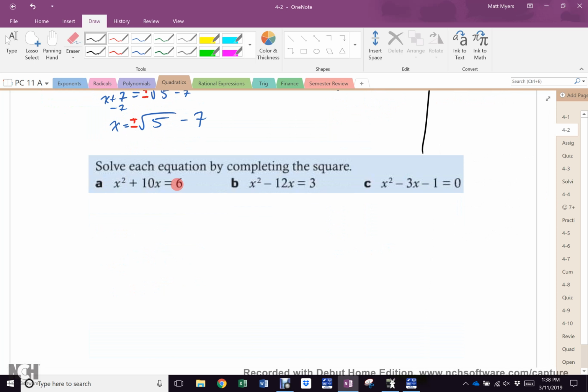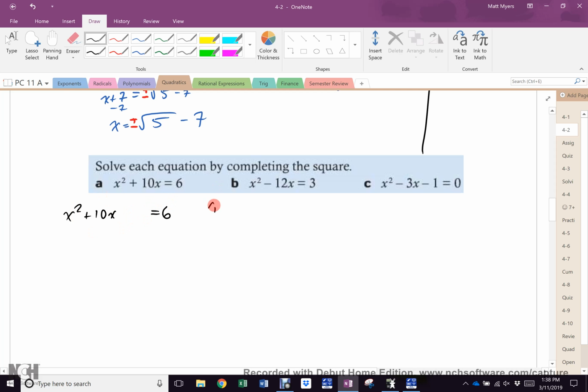What's different in the next one? What's different in A? What's missing, Isabel? It's not a trinomial. I got x squared plus 10x equals 6. Now, if I add a number there, do I know what to do? And if that number makes a perfect square trinomial, do I know what to do? Okay. Am I allowed to put a number there? Yes, as long as I do the same thing to the other side.